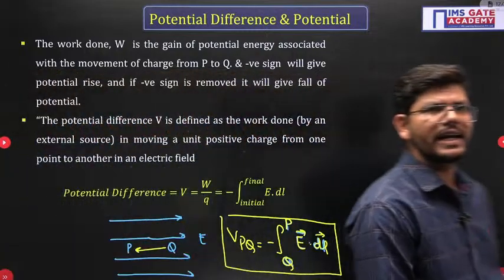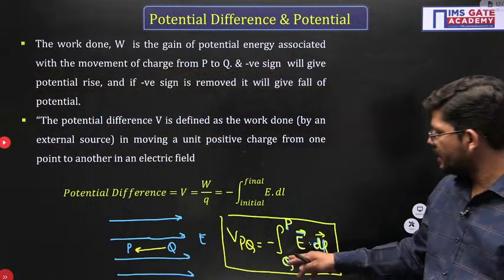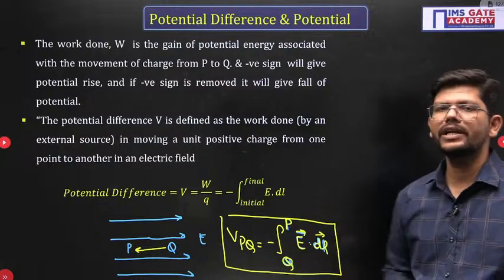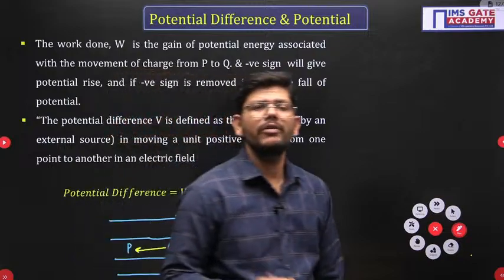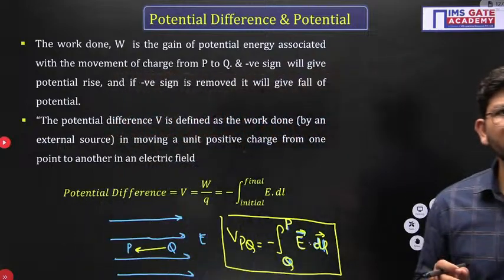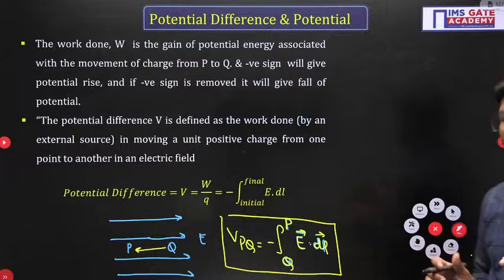So whenever you are writing VAB, it should be the integral from B to A of E dot dl. This is how you will calculate this integral. So this is how we will calculate the potential difference or the potential as well.